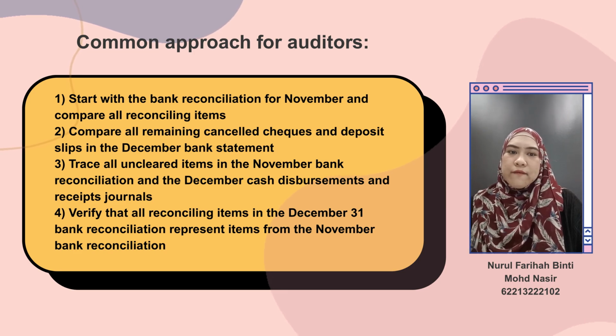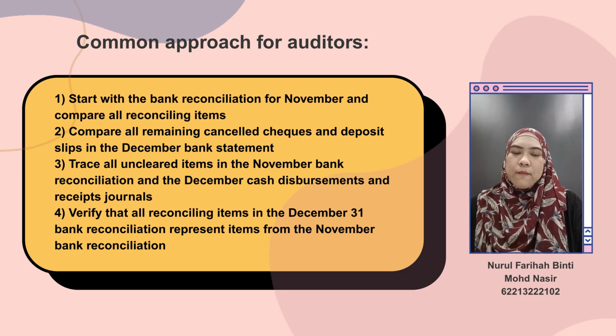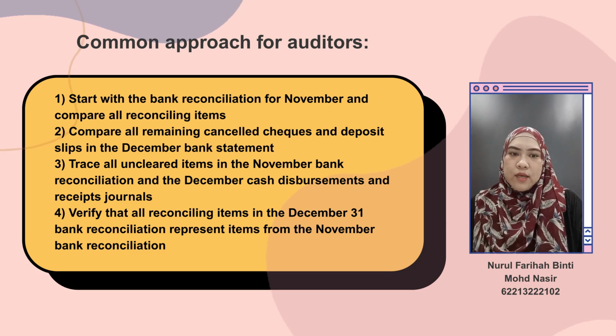And the last step is to verify that all reconciling items in the December 31st bank reconciliation represent items from the November bank reconciliation and December's journals that have not yet cleared the bank. So the auditor must carry out procedures subsequent to the end of the year with the use of the bank cut-off statement.